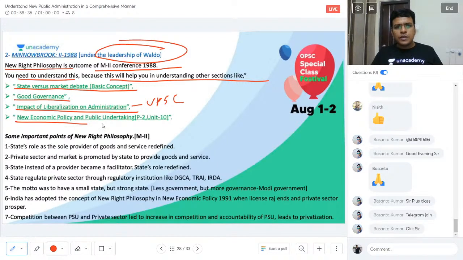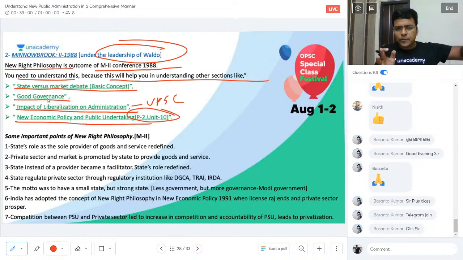New economic policy and public undertaking, paper 1, unit 10. So, New Right philosophy. Without understanding New Right philosophy, you get confused in this 4th topic. That's why I am linking this. New Right philosophy is very much important. We have discussed what New Right philosophy is.